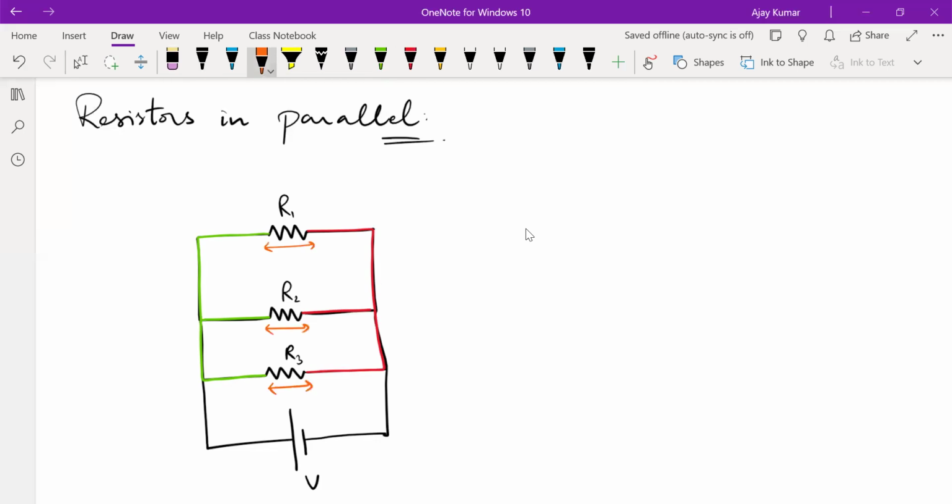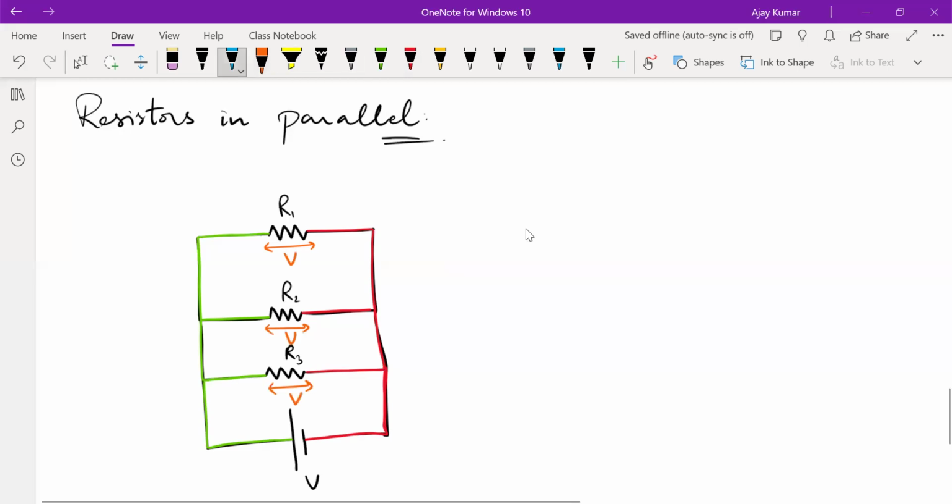And you can see that the positive terminal of the battery is connected to the left side and the negative terminal is connected to the right side. So whatever is the voltage across the battery, the same will be the voltage across the resistors. So all three will have V, V and V itself. Now we know the voltage across each resistance.